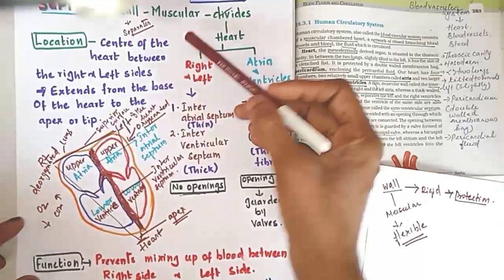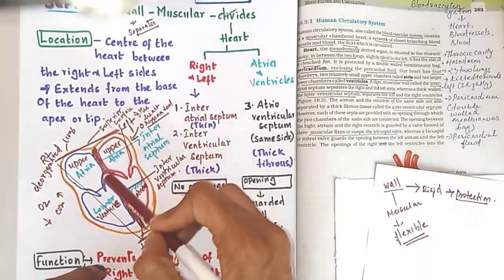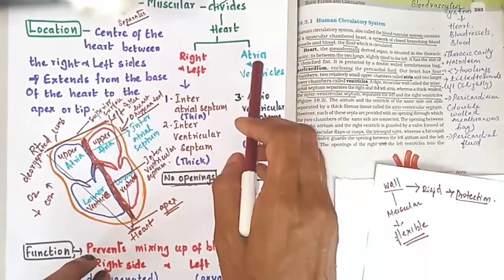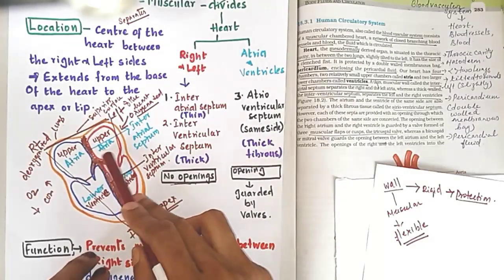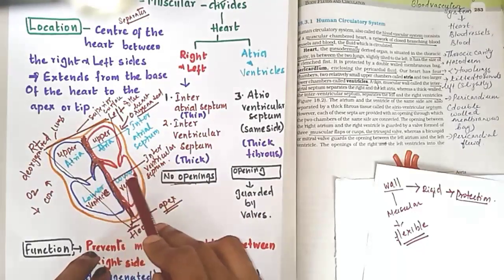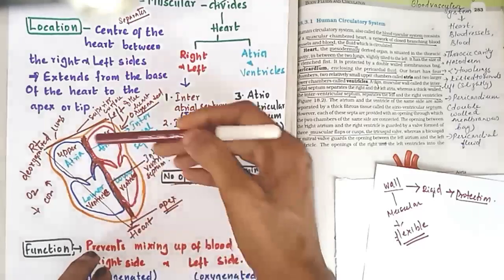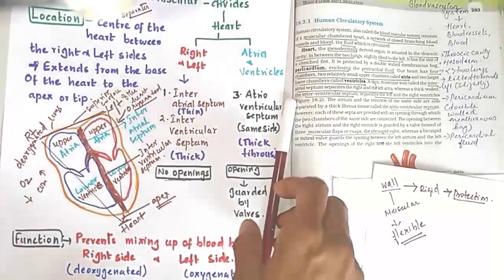So we'll sum up all the points. Septum is a muscular wall which divides the heart into four chambers, that is, first into right and left side, and it divides between the atria and the ventricles. In between the atria you call it the interatrial septum, it is a thin muscular wall. In between the ventricles you call it the interventricular septum, it is a thick muscular wall. Throughout the septum there are no openings.